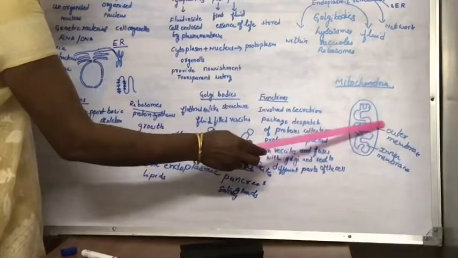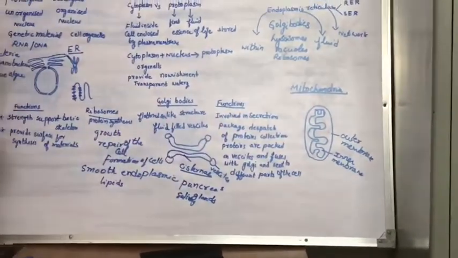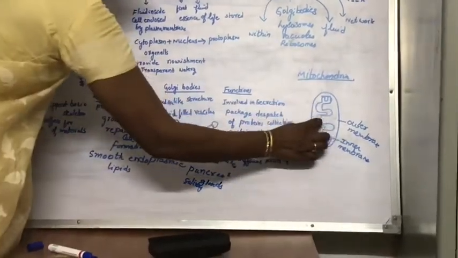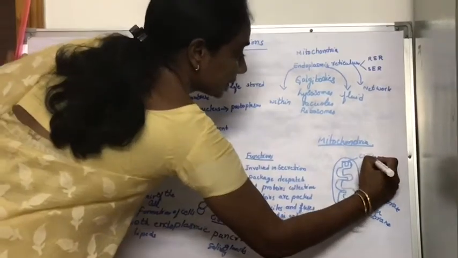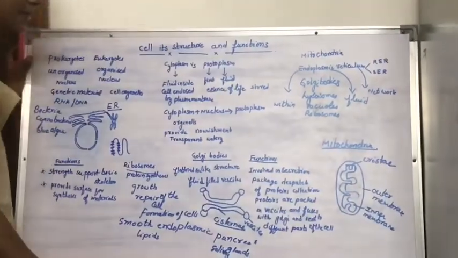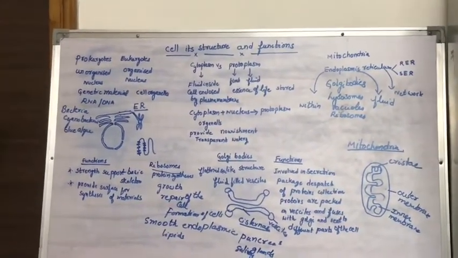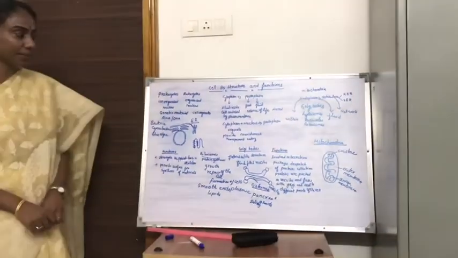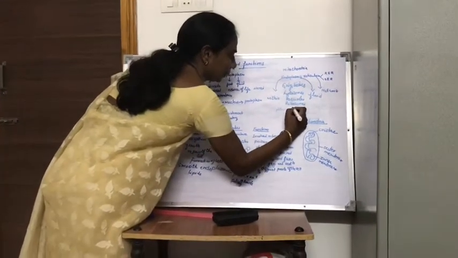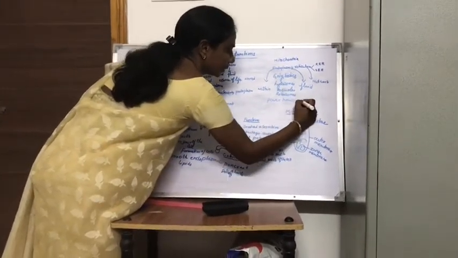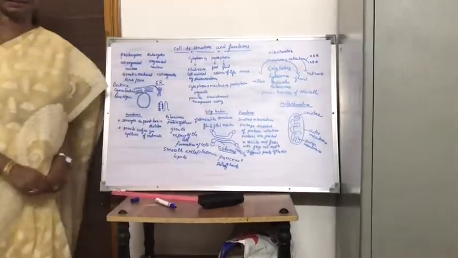The outer membrane is very smooth, whereas the inner membrane is thrown into finger-like projections. They look like fingers. These finger-like projections we call cristae. This mitochondria plays a very important role in generating energy, and that's why mitochondria are called the powerhouses of the cell. Why? Because they generate energy.